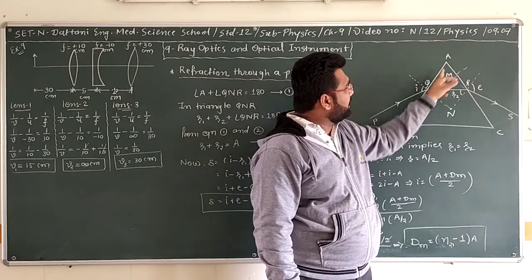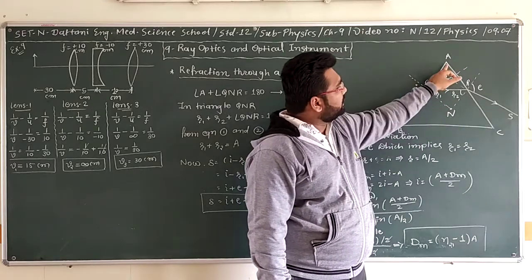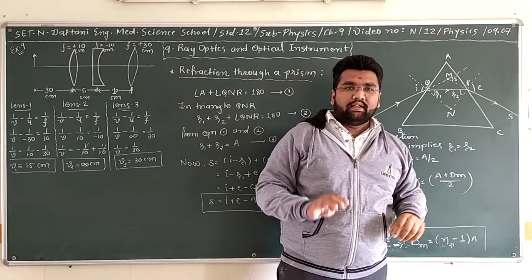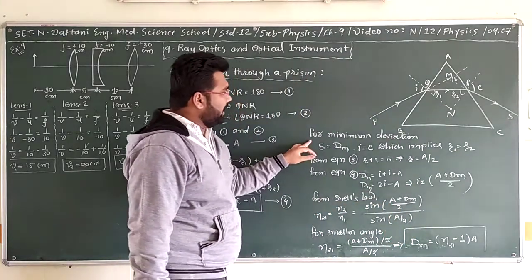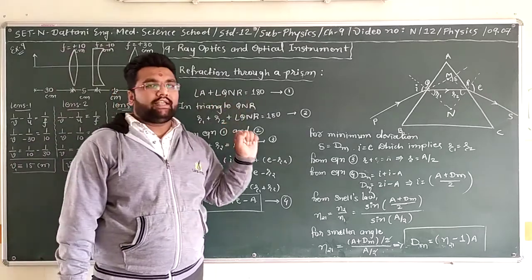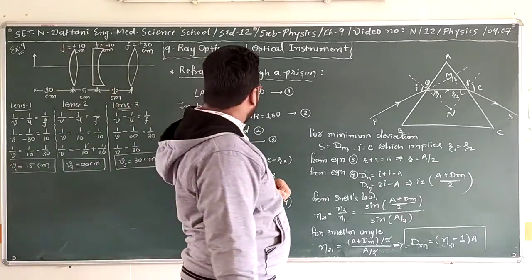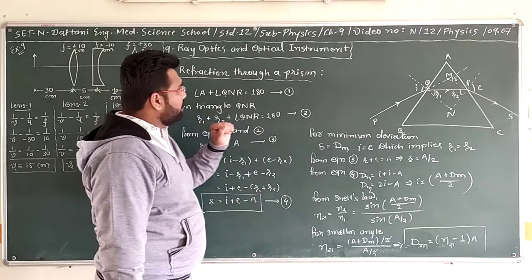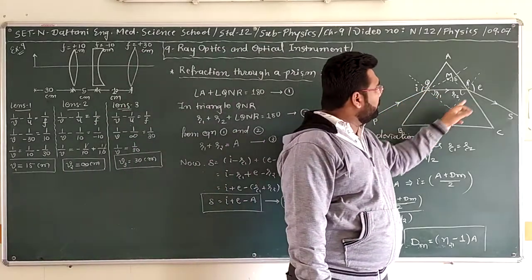This is our quadrilateral A, Q and R. So the summation of A and angle Q R N, that will be 180. So we have written here that A plus angle QNR is equal to 180 degrees. And once again, in the triangle Q N R, this is our triangle Q N R.